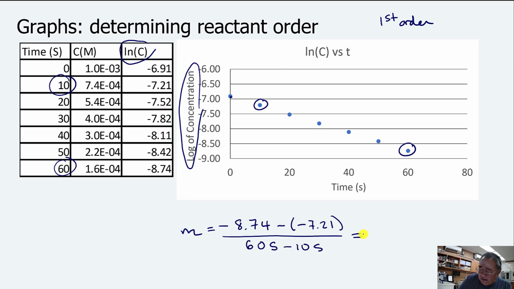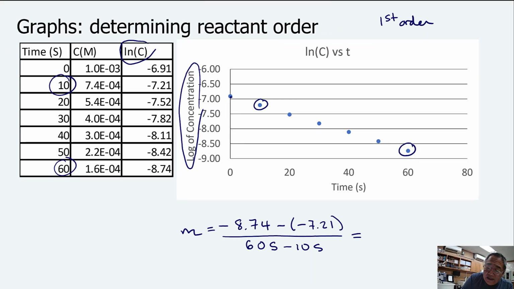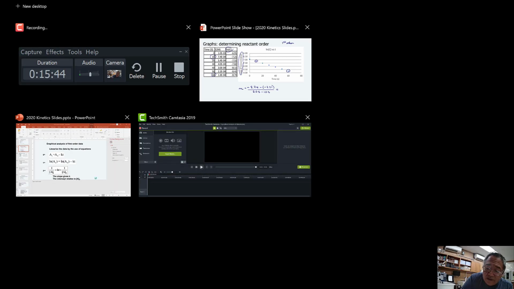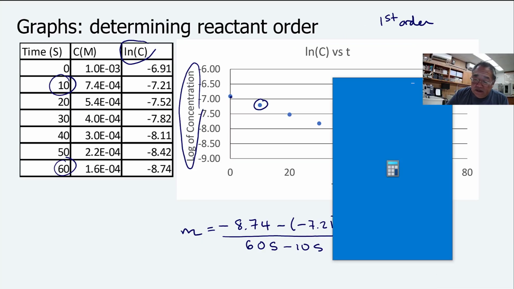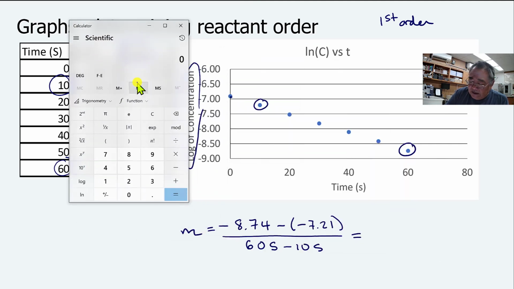And so I'll pull up my calculator for this. Oh, actually, I have to unhide my calculator. It's hiding in the background. There it is. And then let me calculate that value. So it's going to be 8.74, change sign, minus 7.21, change sign. Make sure I got the numbers right.